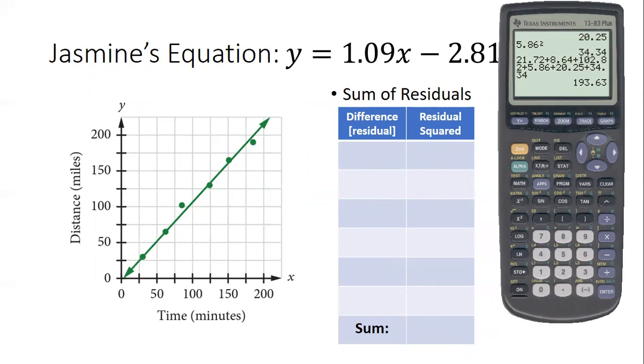Any questions? So you say one, who had the smallest sum? Jasmine had the smallest sum, or your sum?